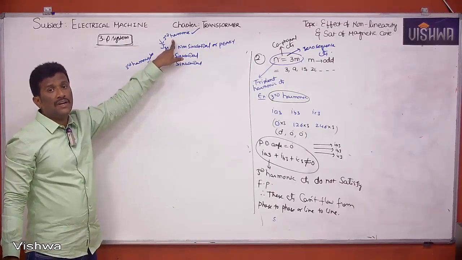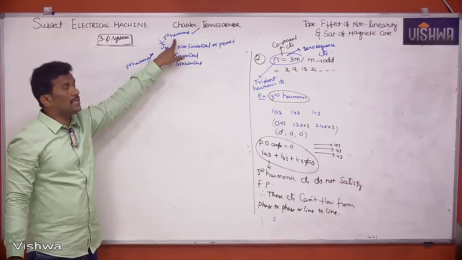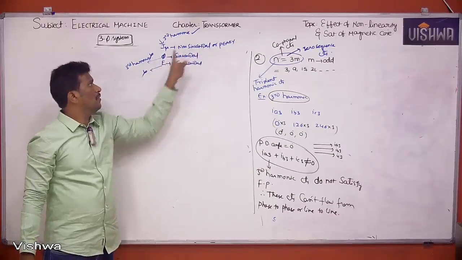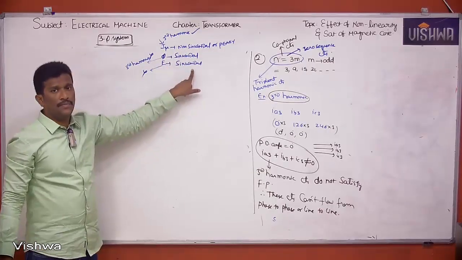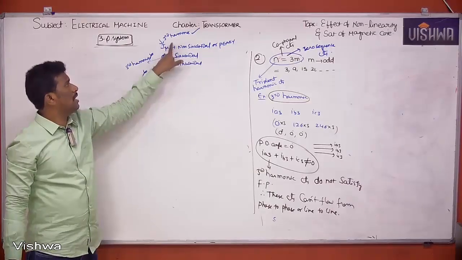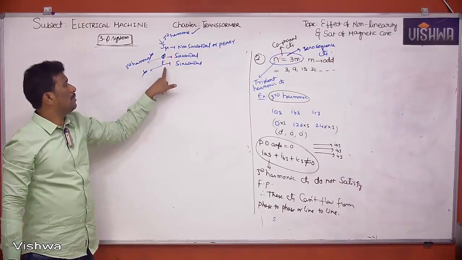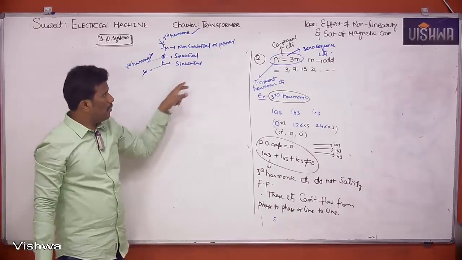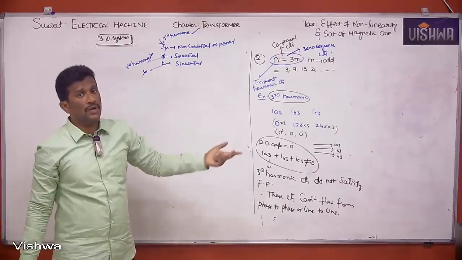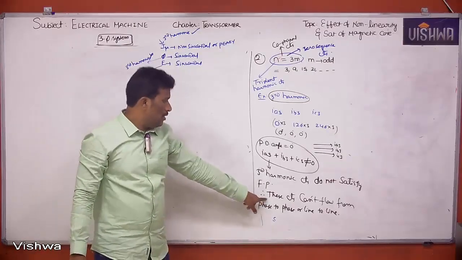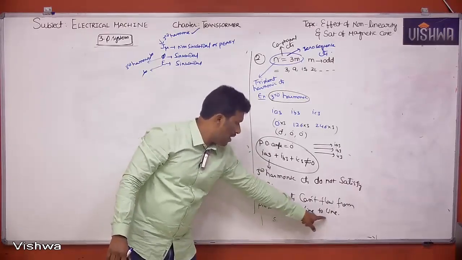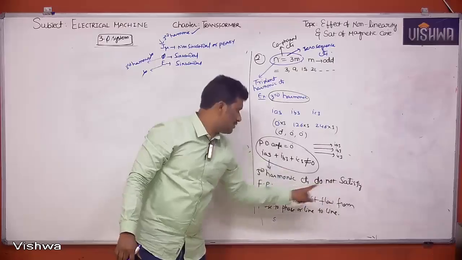There should be a path for third harmonic currents. That means the third harmonic currents have to flow from phase to phase or line to line. Then only the IME waveform becomes peaky, flux becomes sinusoidal, EMF becomes sinusoidal. Suppose you are not able to provide a path for third harmonic currents: IME becomes sinusoidal, flux becomes non-sinusoidal, EMF becomes non-sinusoidal. That's why we started our session asking whether a path is there or not for third harmonic currents, and we concluded that third harmonic currents cannot flow from phase to phase or line to line, because these currents do not satisfy the fundamental property.